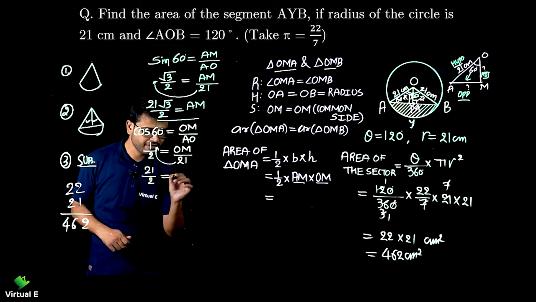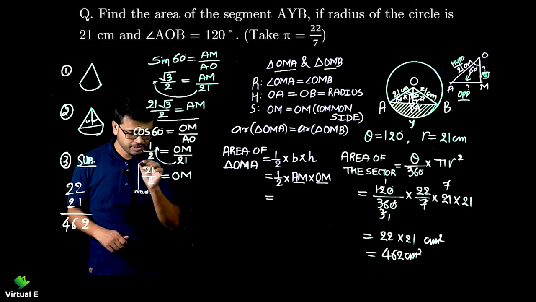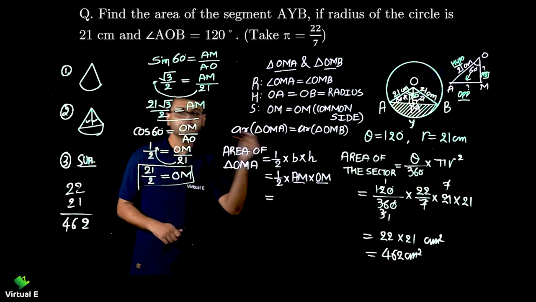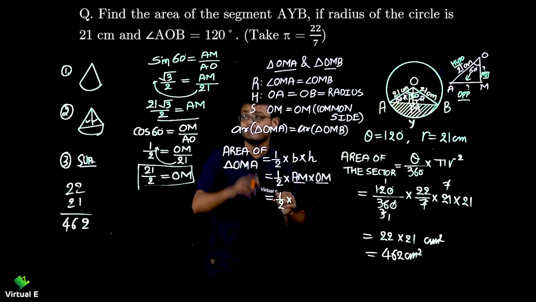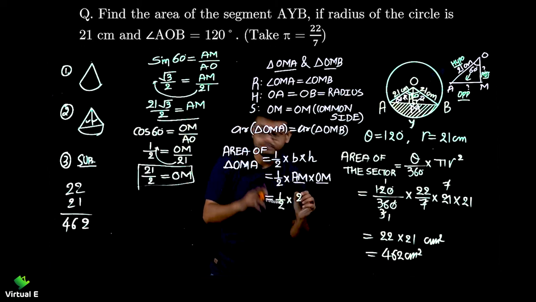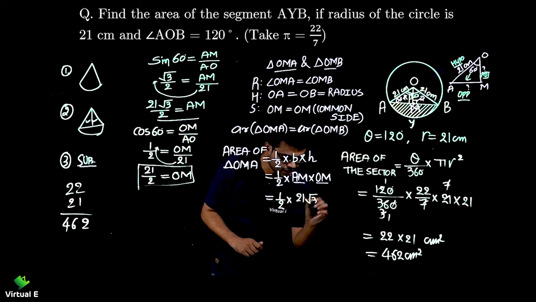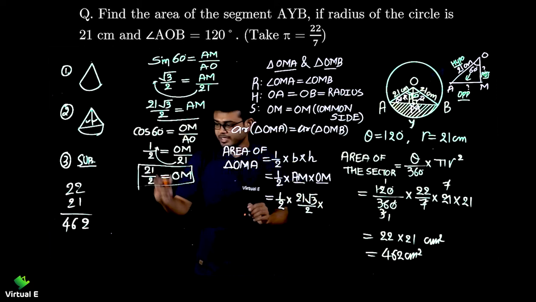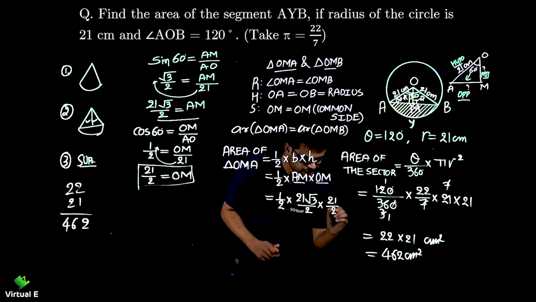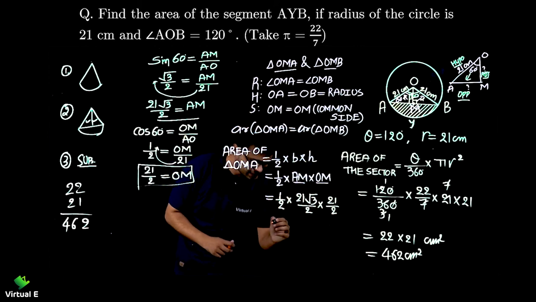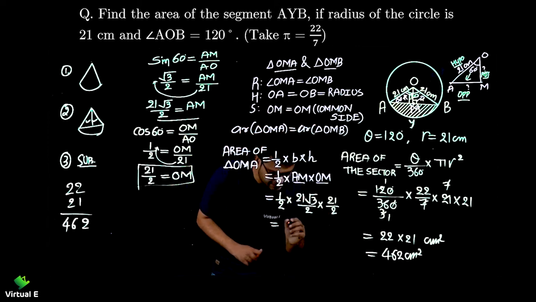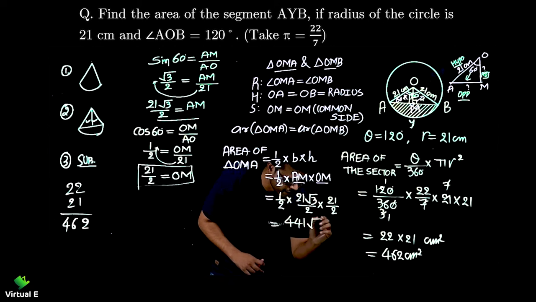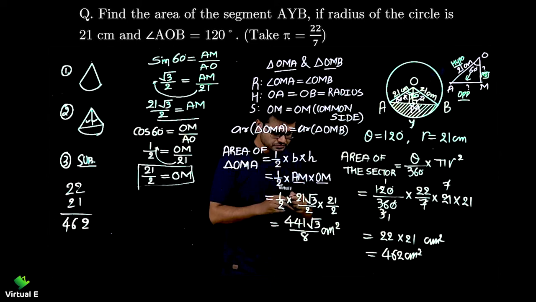So 21 by 2 is the value of OM. So we have the value of AM as well as OM. So let's substitute 1 by 2 multiplied by the value of AM, that is 21 root 3 by 2, multiplied by 21 by 2. Right, so you can see that it's very complicated so far. So 21 into 21, we know that is 441 root 3, denominator 8 centimeter square.